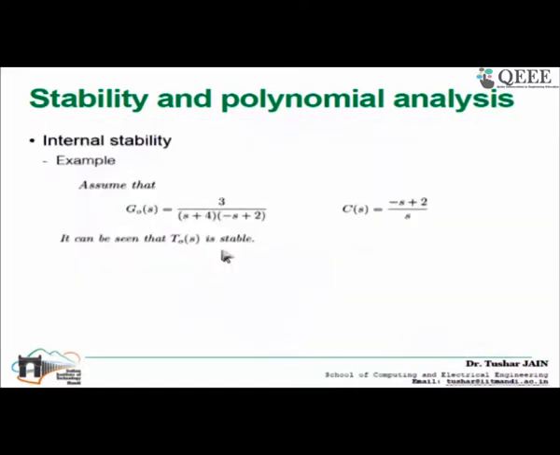So we'll consider an example. Assume that we have this G naught of s given by the ratio of 3 over (s plus 4)(minus s plus 2). We have C of s, the controller, (minus s plus 2) over s. I will ask you to compute T naught, which is nothing but G naught C divided by 1 plus G naught C, so that you can see that your system is stable.